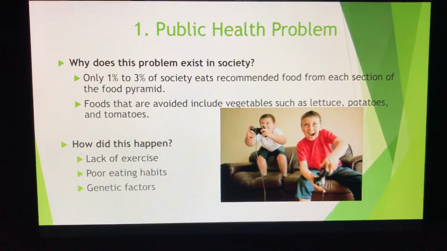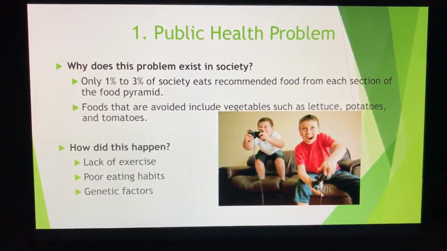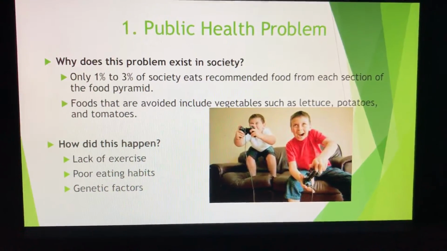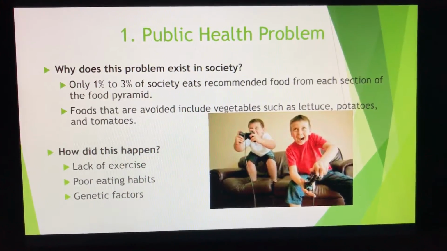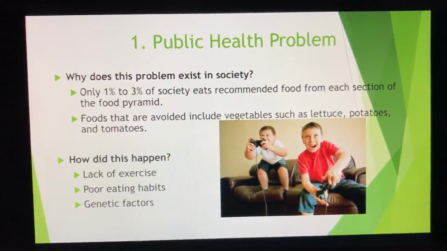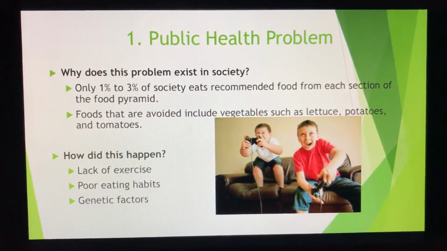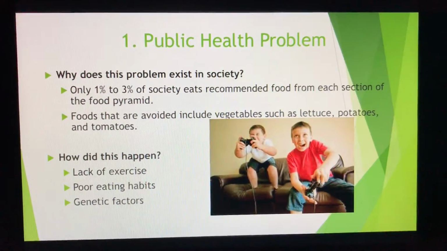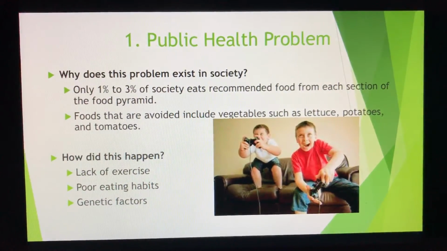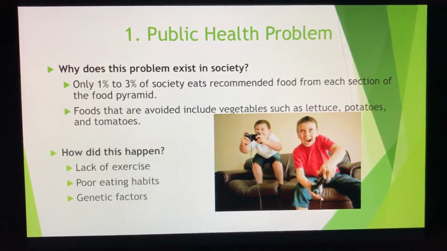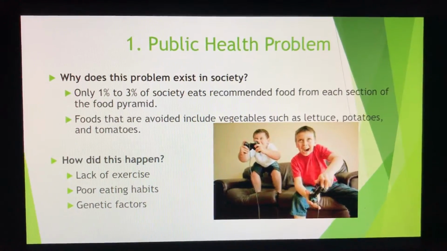So, child obesity is a public health problem, and this problem exists in society because only 1% to about 3% of society eats the recommended food from each section of the food pyramid. So, this means that the remaining 97% of the population is not receiving the necessary nutrients that they need to be healthy. Foods that are commonly ignored are vegetables such as lettuce, potatoes, and tomatoes.